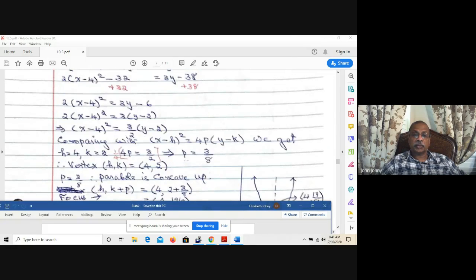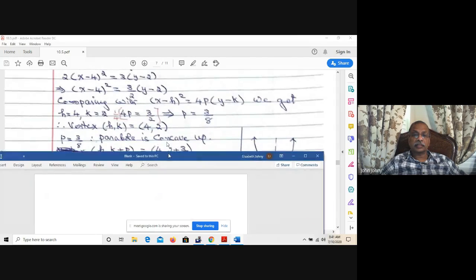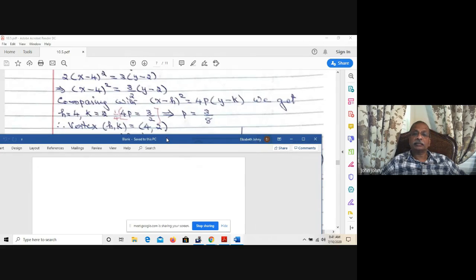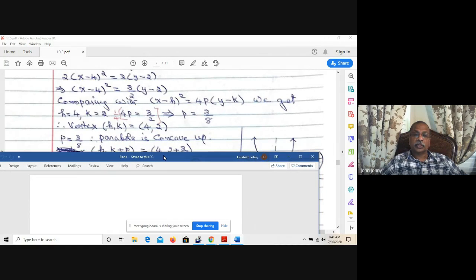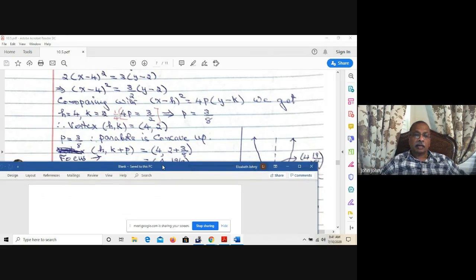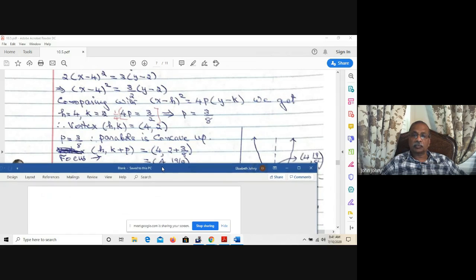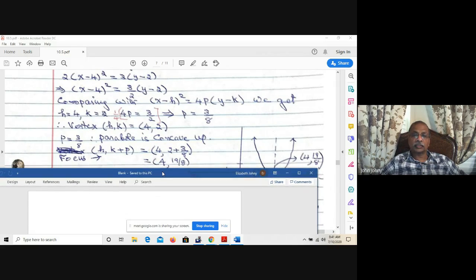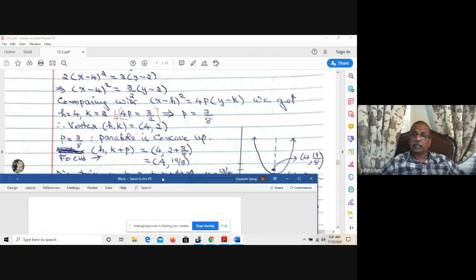Now you are ready to write the answer. Vertex is (h, k), 4, 2. p is 3 over 8, positive, so the parabola is concave up. Focus is the point (h, k plus p). So it is 4, comma 2 plus 3 over 8. That is 4, comma 19 over 8. So that is the focus.